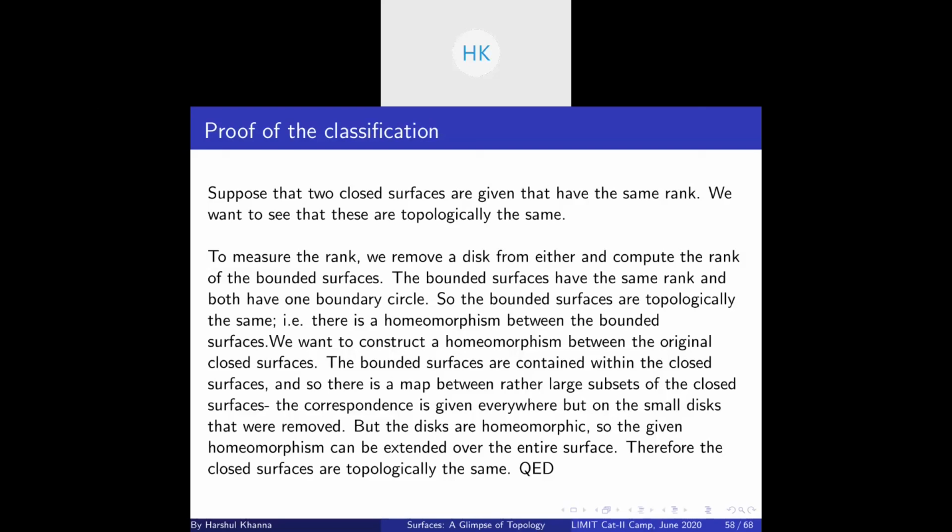Now we want to construct a homeomorphism between the original closed surfaces. The bounded surfaces are contained within the closed surfaces, so there is a map between rather large subsets of the closed surfaces. The correspondence is given everywhere except on the small disks that were removed. But since the disks are homeomorphic to each other, the given homeomorphism can be extended to the entire surface. Therefore, we prove that the two closed surfaces are topologically the same.